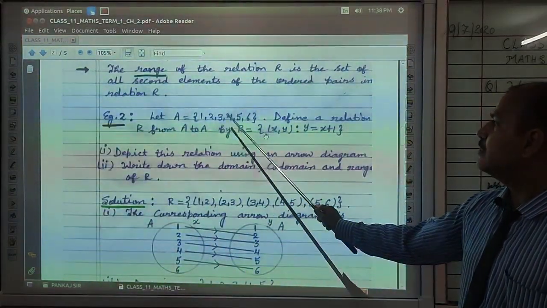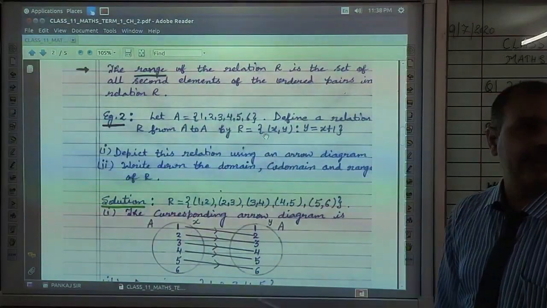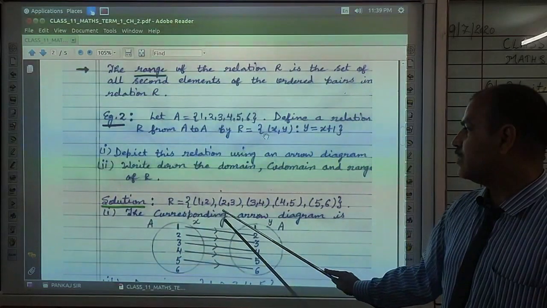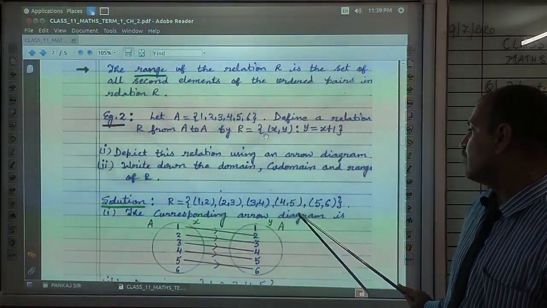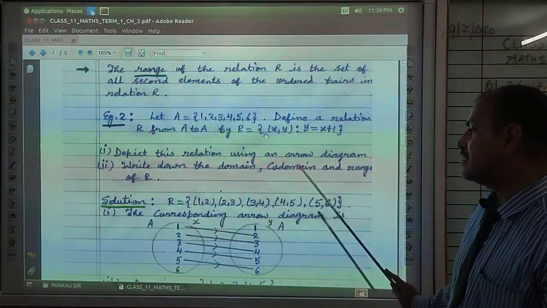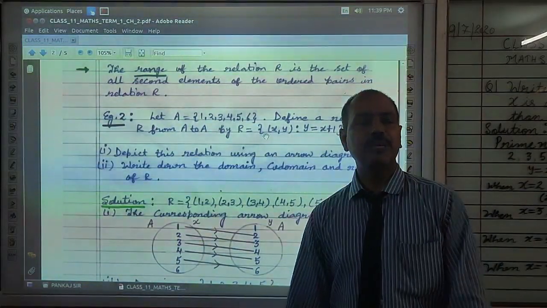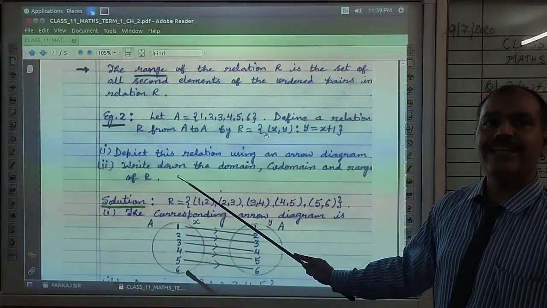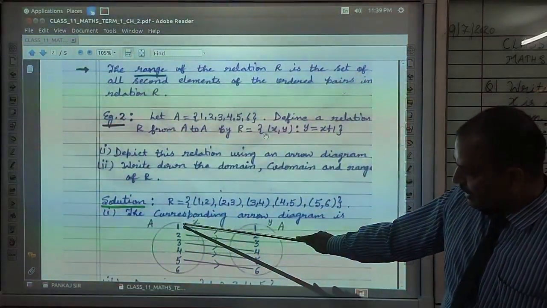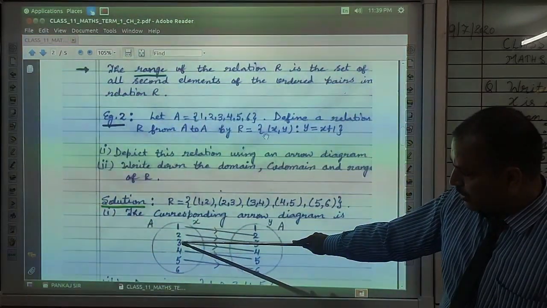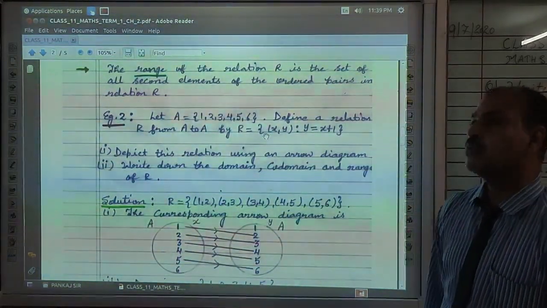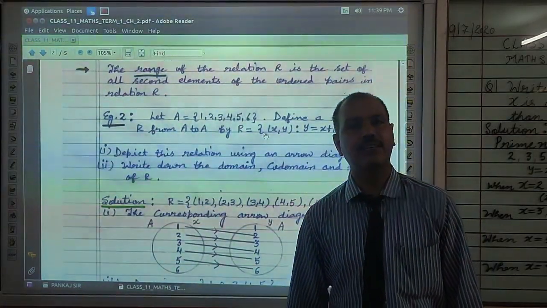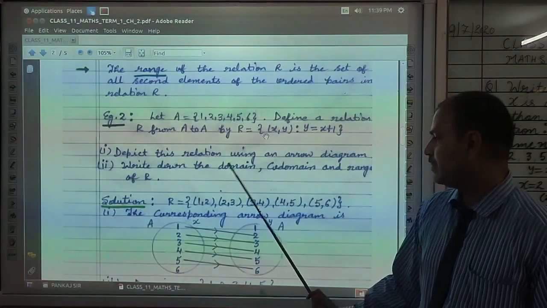Relation R between A to A. R is equal to (1,2), (2,3), (3,4), (4,5), (5,6). Now, what do you mean by the domain? Domain is all the first elements of set A in the relation. So the first elements are 1, 2, 3, 4, 5. So domain is equal to {1, 2, 3, 4, 5}.